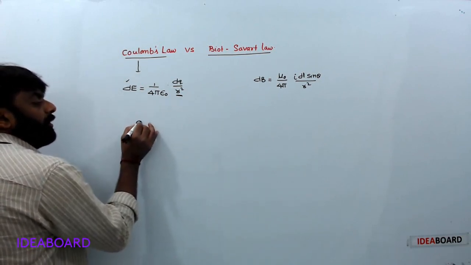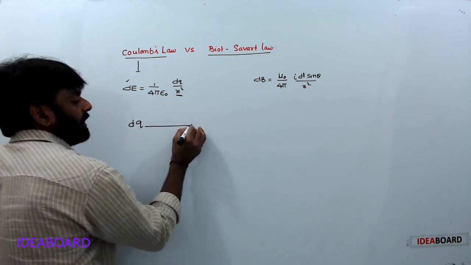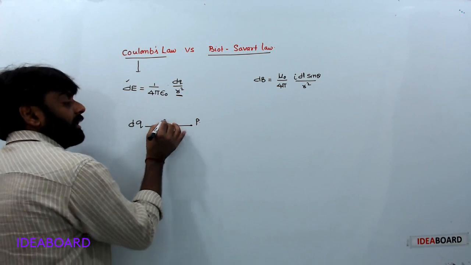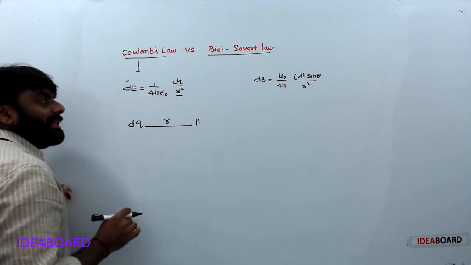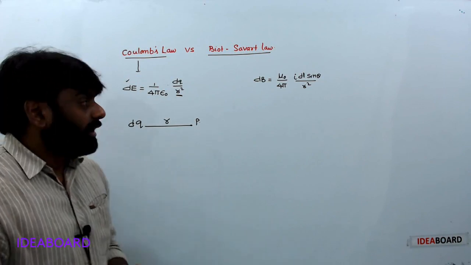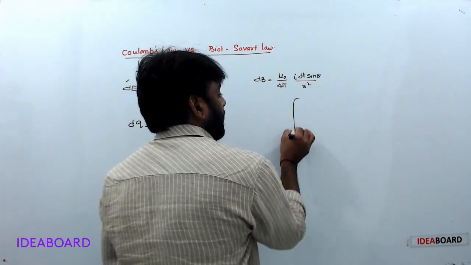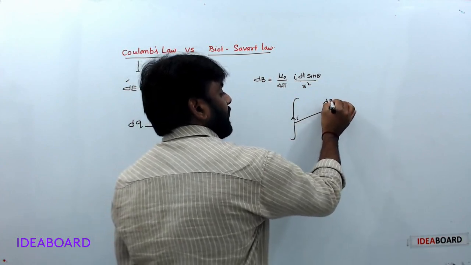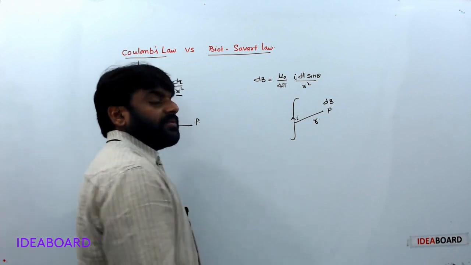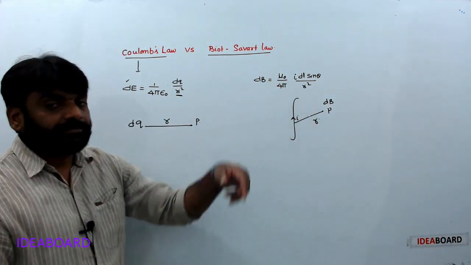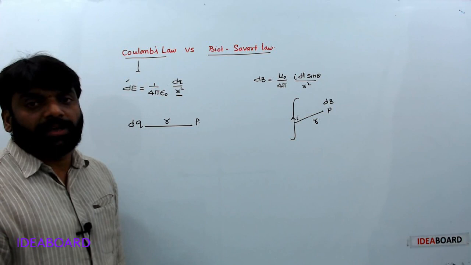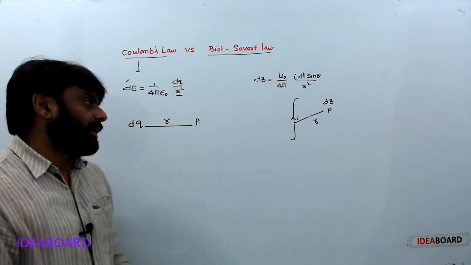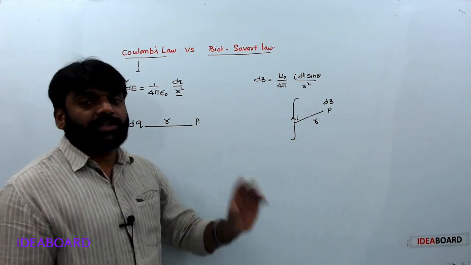See, for example, it is the charge. At this point you want the field intensity, so that is its distance. Simply, dE is inversely proportional to the square of the distance. This one is also the same. For the current carrying conductor, at this point you want the field intensity, its distance is r, so this field intensity is also inversely proportional to the square of the distance. Understood? That is the first similarity.